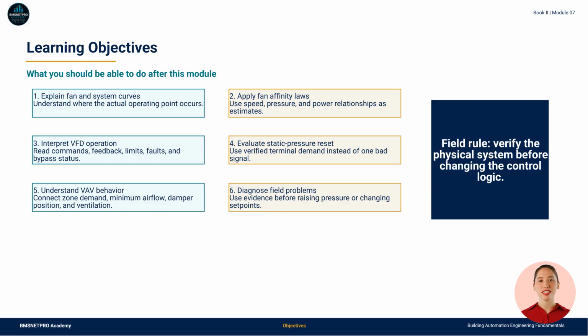Fifth, you will connect VAV airflow, damper position, zone demand, minimum airflow, and ventilation. Finally, you will apply these ideas to field troubleshooting, where the best answer is often not to raise the pressure, but to verify the evidence first.